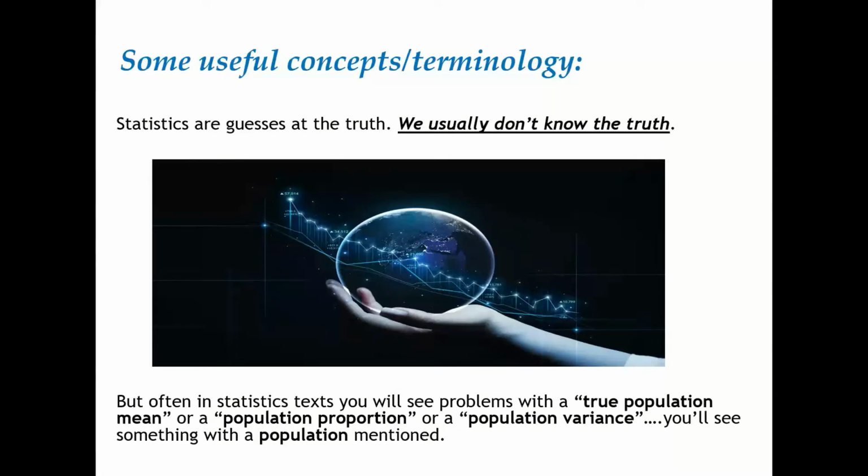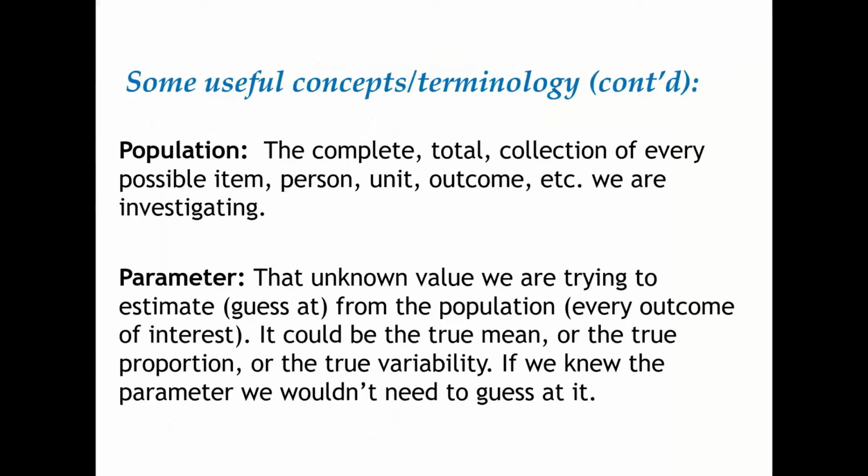Statistics, like I said, are guesses at the truth. We usually don't know the truth. Often in statistics, you'll see problems like in statistics books and such where they'll talk about a true population mean or a population proportion, something with population in it. What we're going to do with statistics is we're going to estimate the population number, whatever that might be, the mean, coefficient, or something like that. We're going to measure that from the population.